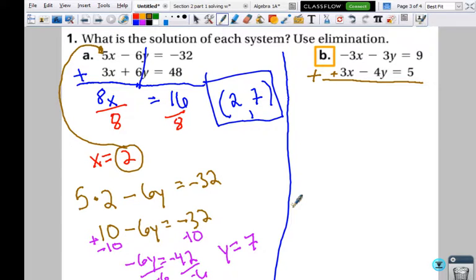Alright, so remember, add straight down on this one. I'll give you a hint. What is negative 3x plus 3x? Nothing. They're gone. They're eliminated.